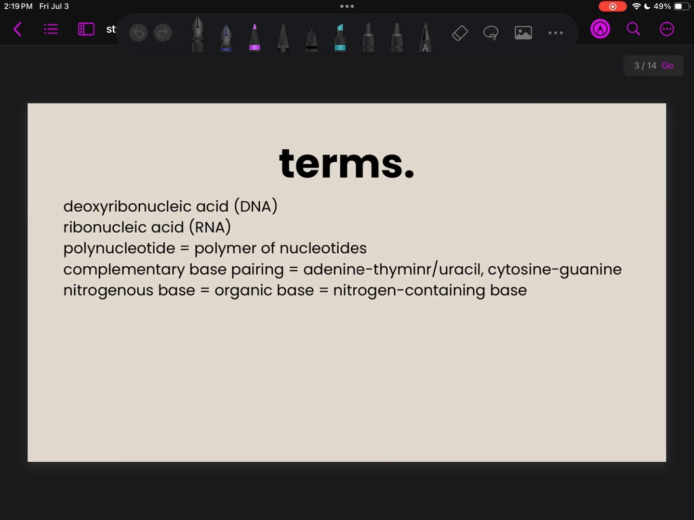Moving on to the terms. DNA is the abbreviation for deoxyribonucleic acid, and RNA is an abbreviation for ribonucleic acid. Polynucleotide is equivalent to using the term polymer of nucleotides. And when we refer to complementary base pairing, we're talking about adenine with thymine or uracil, and cytosine with guanine. And when we refer to a nitrogenous base, you can use equivalent terms such as organic base or nitrogen-containing base within your exam as well.